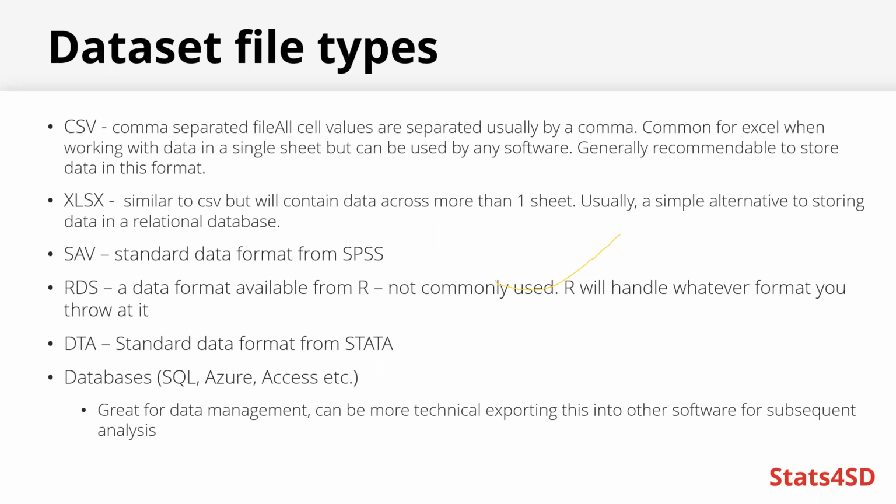Similarly, with Microsoft Excel, you have XLS or XLSX, or I think there's another acronym as well. They're all quite similar. So these are similar to CSV, but whereas CSVs will only be that one table of data, XLS will have multiple sheets within that Excel workbook. So again, this should be a format that generally you're familiar with.